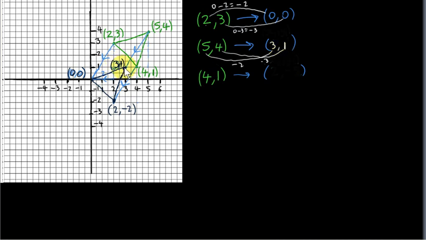So that gives us the point 3, 1, which is here. Similarly here, we're going to have 4 minus 2 is 2. And we're going to have 1 minus 3. 1 minus 3 is minus 2. So we get the point 2, minus 2 as before.